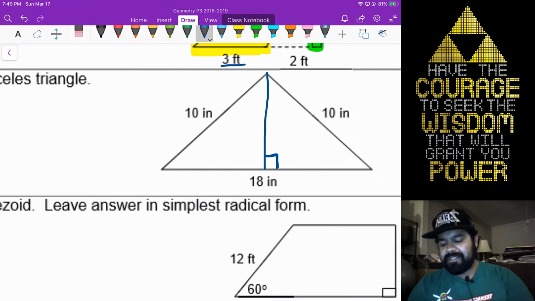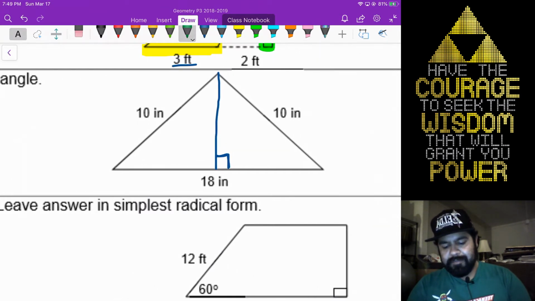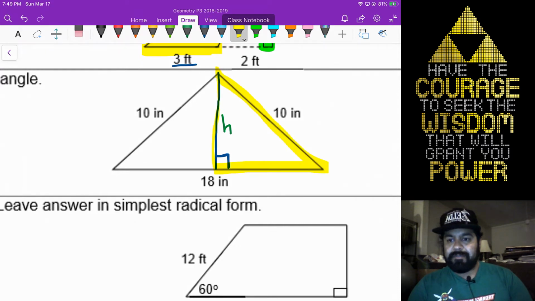Alright, find the area of our isosceles triangle. So in our isosceles triangle, we need our height, which we do not have. However, we have this really awesome theorem that tells us that we can solve for the height.